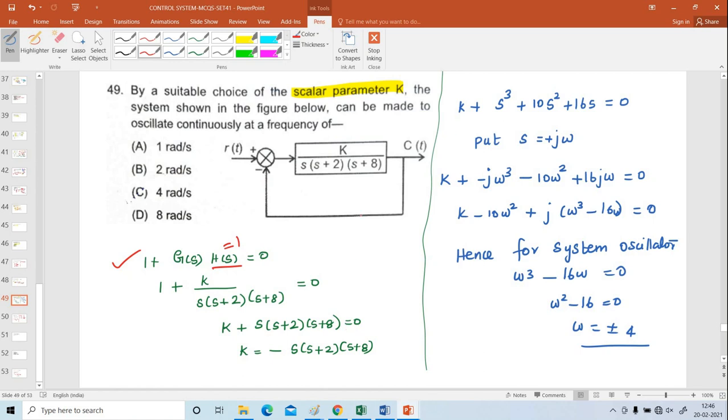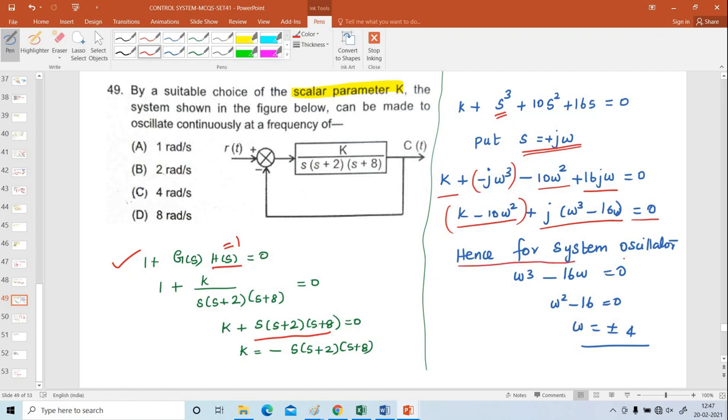Now we have to find the expansion of this: k plus s cube plus 10s square plus 16s equal to 0. Put s equal to j omega. K plus (j omega) cube minus 10 omega square plus 16 j omega equal to 0. So k minus 10 omega square is the real term, and the imaginary term is minus j omega cube plus 16 omega, equal to 0.